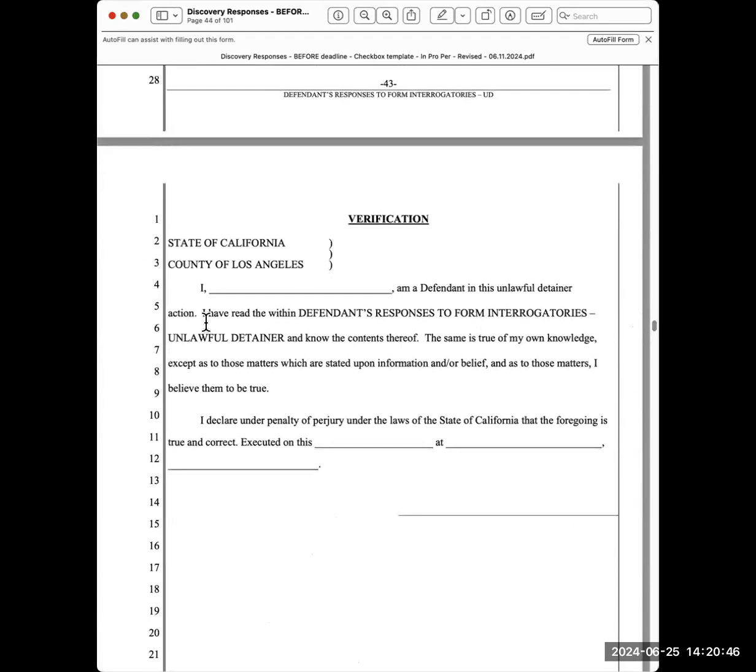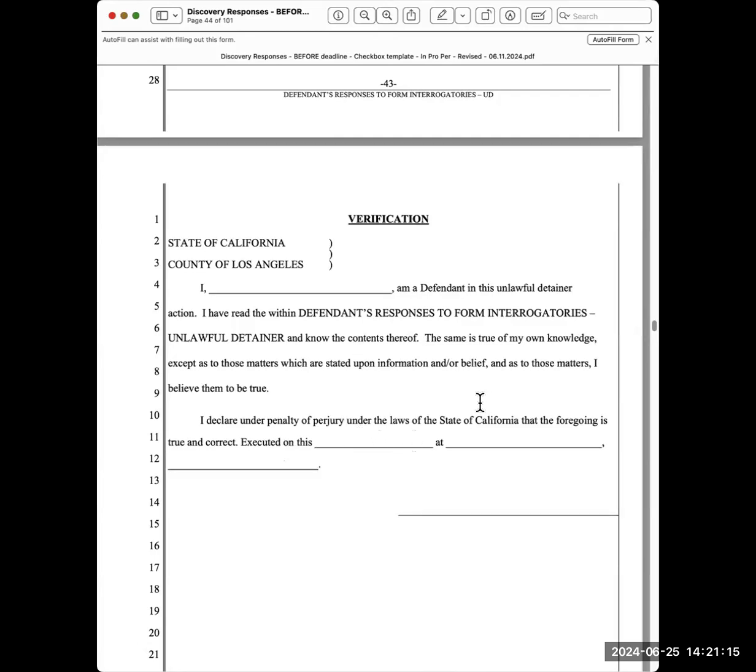You sign it here. You then have to also put in this information and sign the verification page. You put your name here, you put the date and the location here, and sign here. If you don't fill out and sign the verification page, it's as if you didn't answer the questions, because this is declaring under penalty of perjury that the foregoing is true and correct.